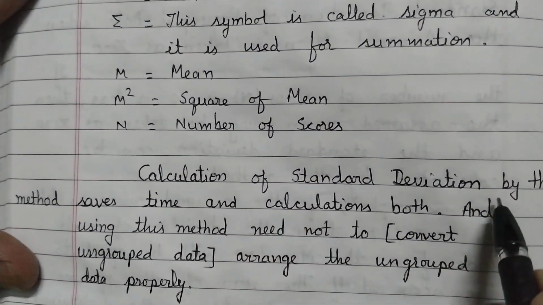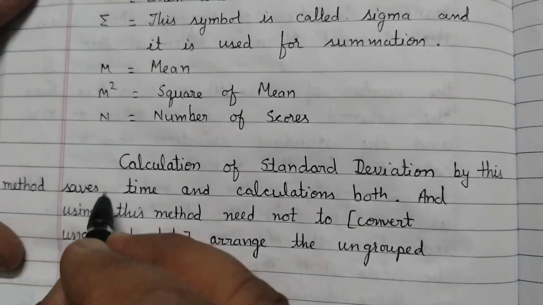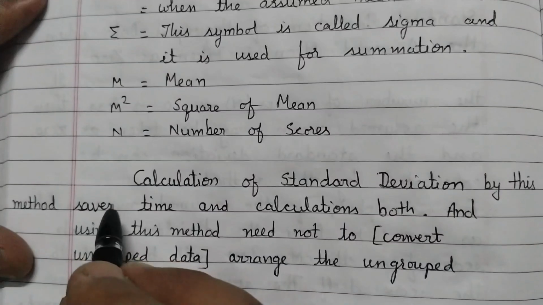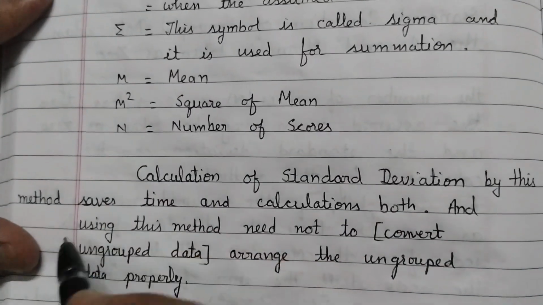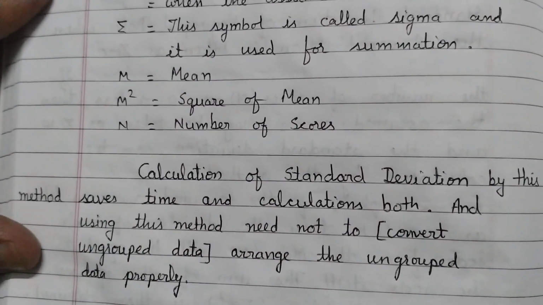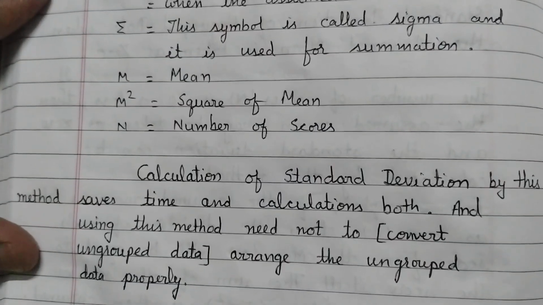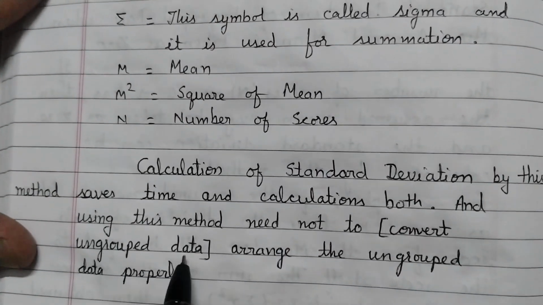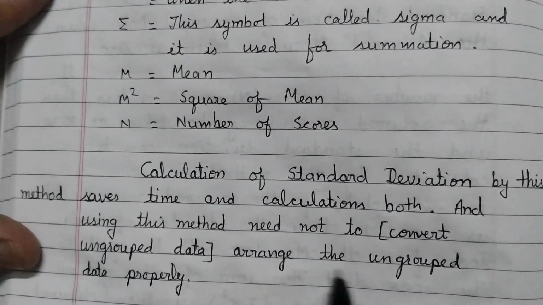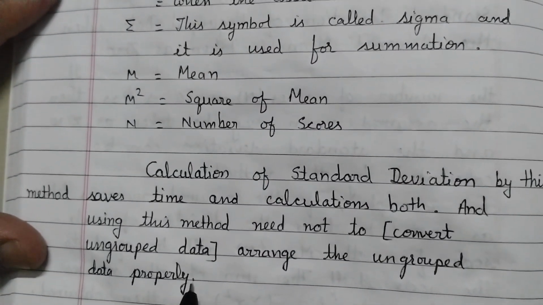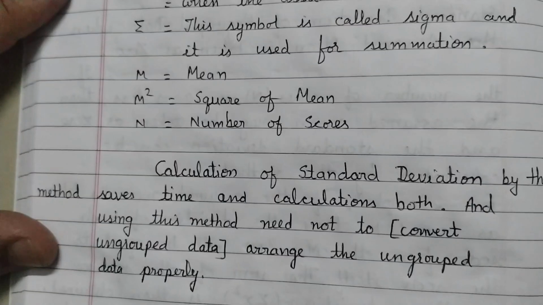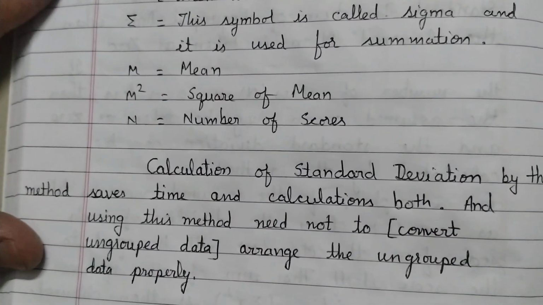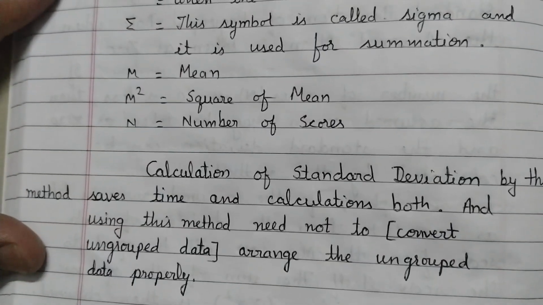Calculation of standard deviation by this method saves time and calculation both. So calculation of standard deviation by this method saves the time and the calculations both. And using this method, we need not convert or arrange the ungrouped data properly. So this is actually the basic or main advantage of calculating standard deviation by this method.